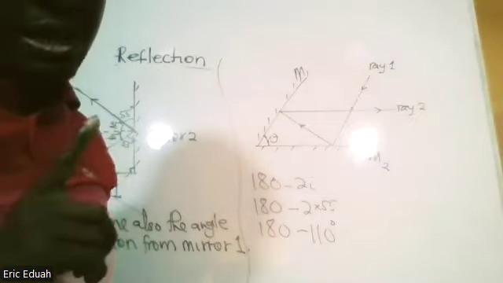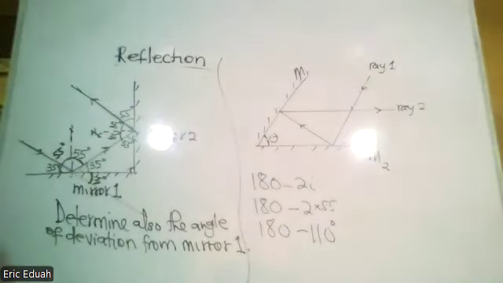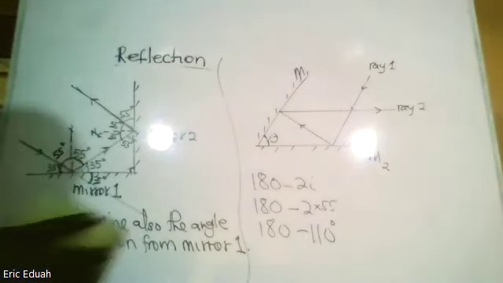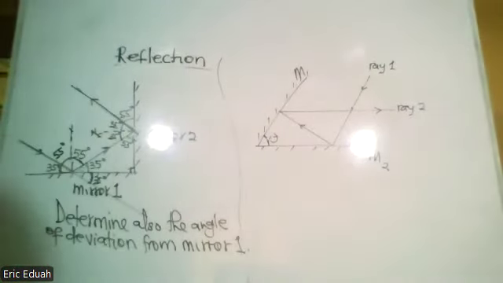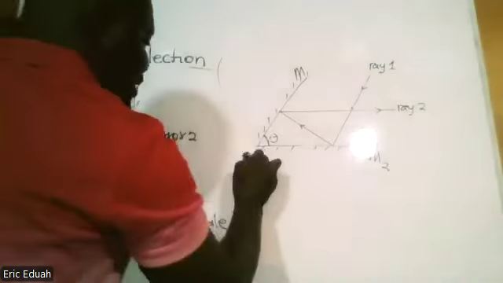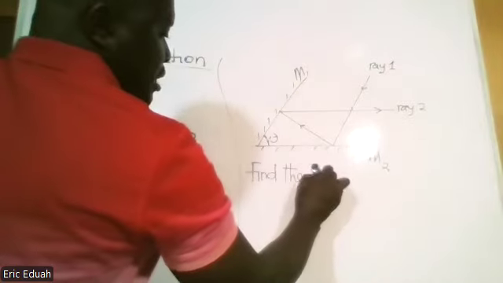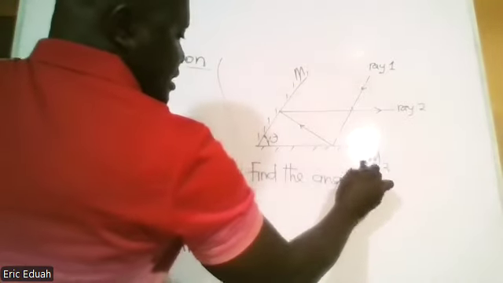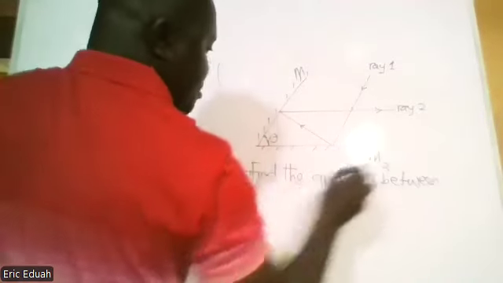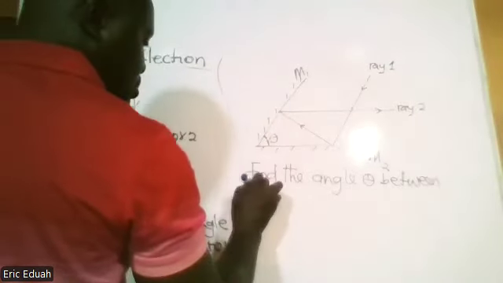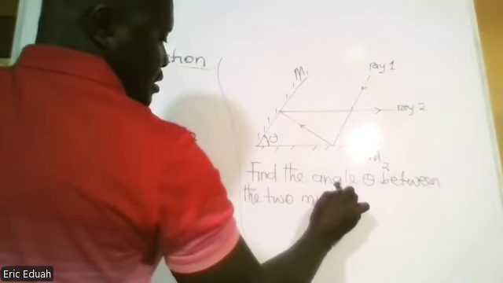Now find the angle theta between the 2 mirrors. Find the angle theta between the 2 mirrors.